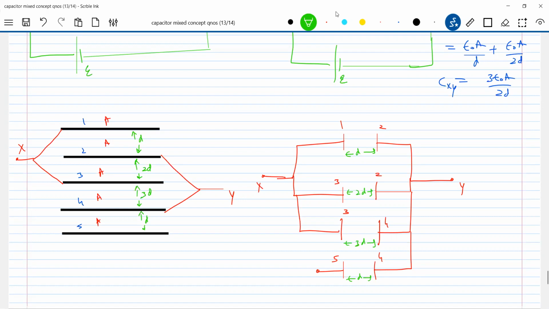If they ask you X, and say let this be the point Z. So XZ, if they ask you, then this 5, 4 also will come into the picture. If they ask you between X and Z, then in that case all of them will be in parallel, and that effective will be in series. If they ask you ZY, it will be only 5, 4.